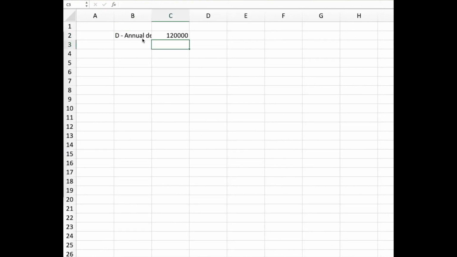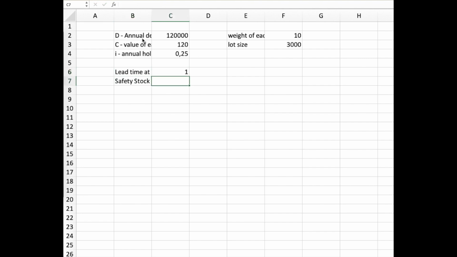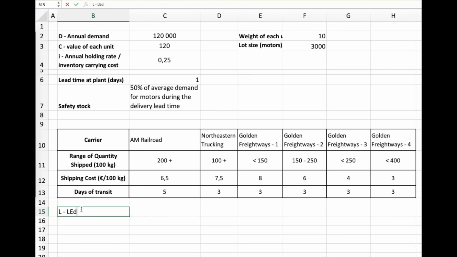So, let's begin. We will be using Excel once again, and the first thing we will do is to list all the data we have from the problem. We have some information regarding the forecast, on the costs, and on the product itself. Regarding the safety stock, it is said that it will be half of the demand for the days of shipping. With all the data inserted, we are now able to compute some information.